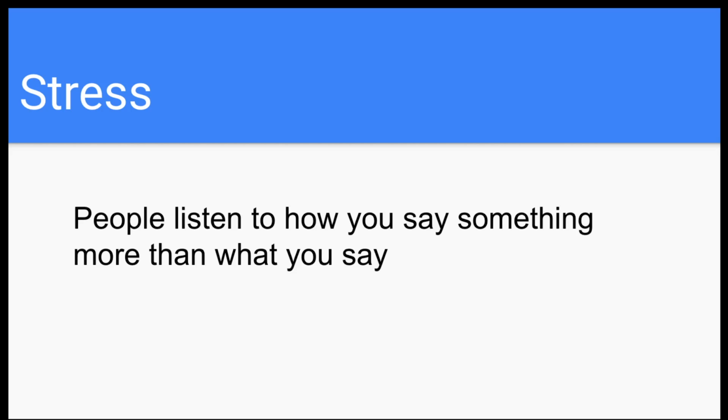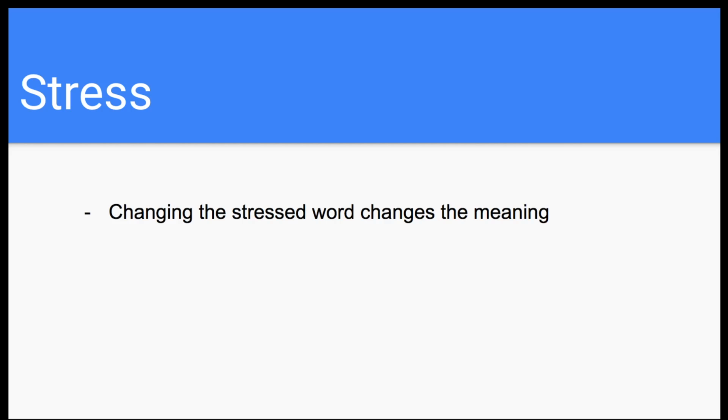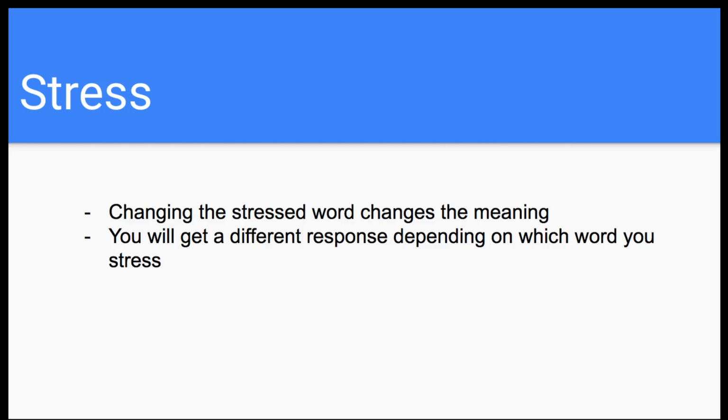So to wrap up this video, a really important thing to remember about English is that people listen to how you say something more than what you say. The actual stressed word in a sentence can be more important than having amazing grammar or fantastic pronunciation. When we're listening, we are listening for what is important, and when we stress words, we're stressing what is important to the other person. So, what is our takeaway from this? Changing the stressed word changes the meaning. The difference between I love you and I love you and I love you is very different. Because of that, you will get a different response depending on which word you stress.